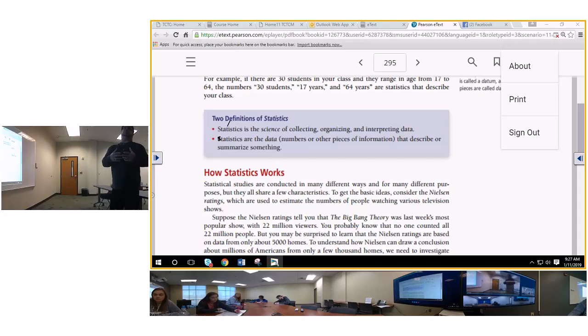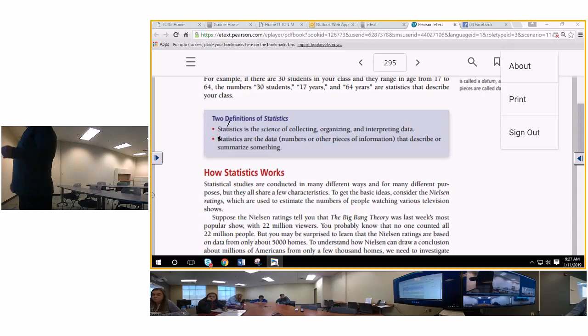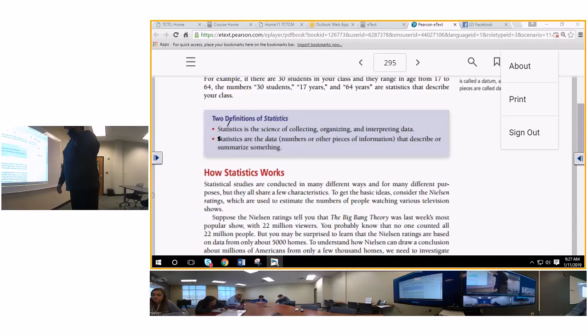It'll make more sense when we get to parameters and statistics of a population and a sample, but you don't know that yet because we haven't talked about it. So just write that down and take my word for it. Uppercase Statistics is a science. It's the whole field of obtaining, organizing, and interpreting data.